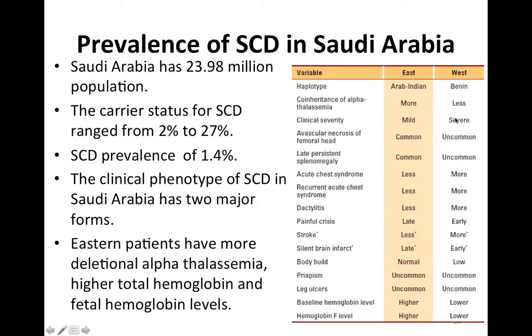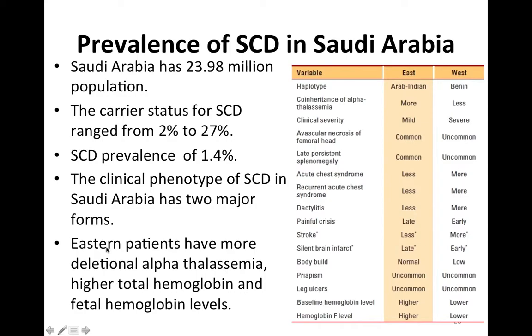Whereas in the Benin haplotype, the western region, you can see the clinical severity is severe. Acute chest syndrome is more, recurrent acute chest syndrome is more, dactylitis is more, painful crisis you can see very early, stroke is more, and silent brain infarcts also very early, and the body build is also less. A low body build you can see.